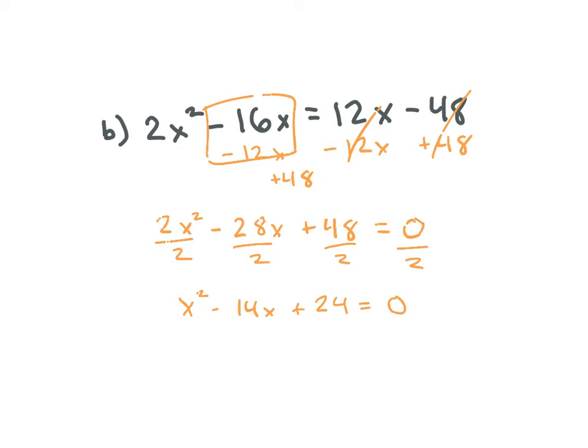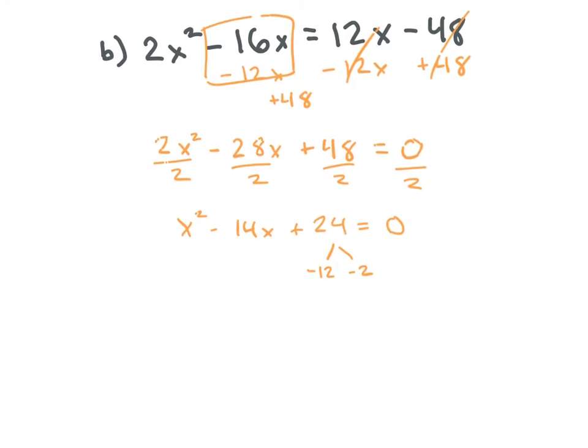Now do we have 2 factors of 24 that add to negative 14? 6 and 4. Sorry, 12 and 2. Remember, 6 and 4 are factors of 24, but 6 plus 4 is not negative 14. So we need them to add up to negative 14. No problem. So what goes in our parentheses? X. So x minus 12 because it's a negative 12. Oh yeah, and then x minus 2.